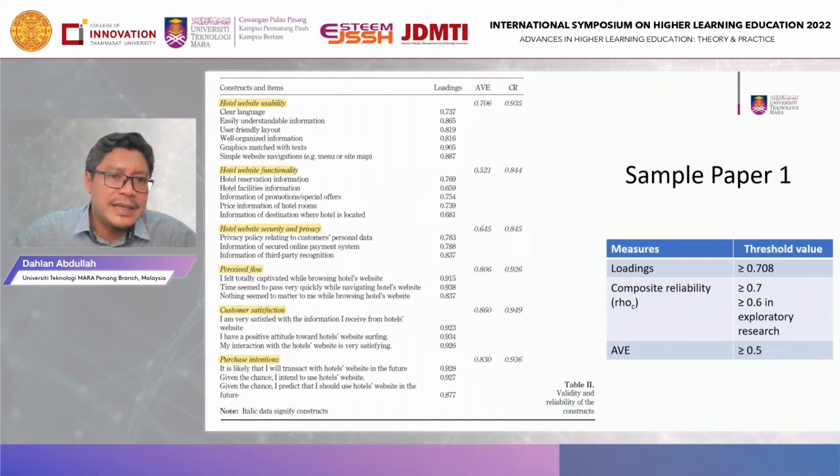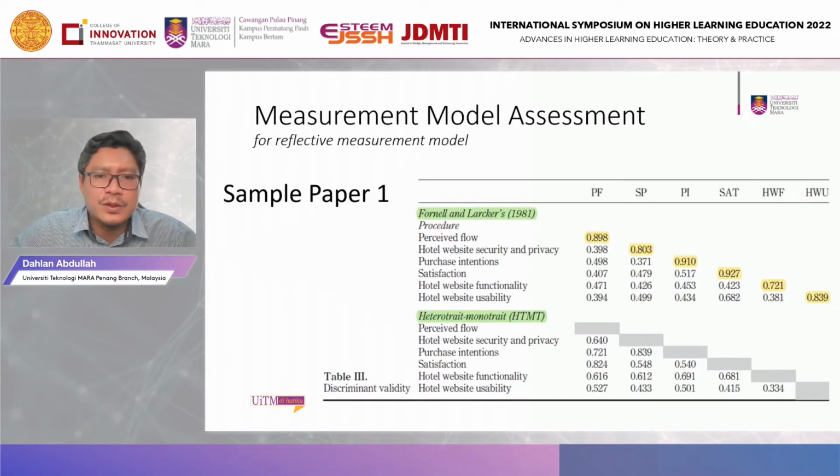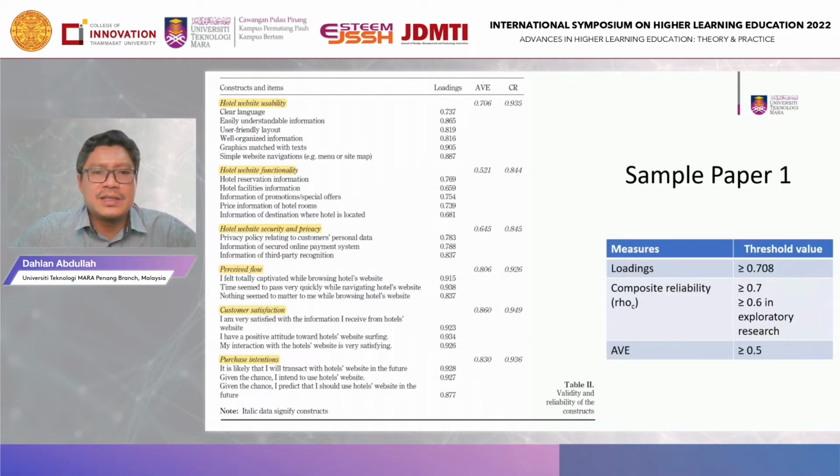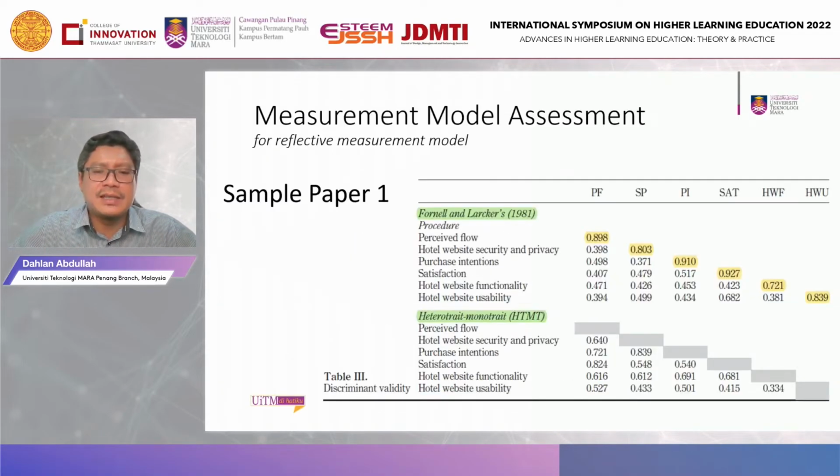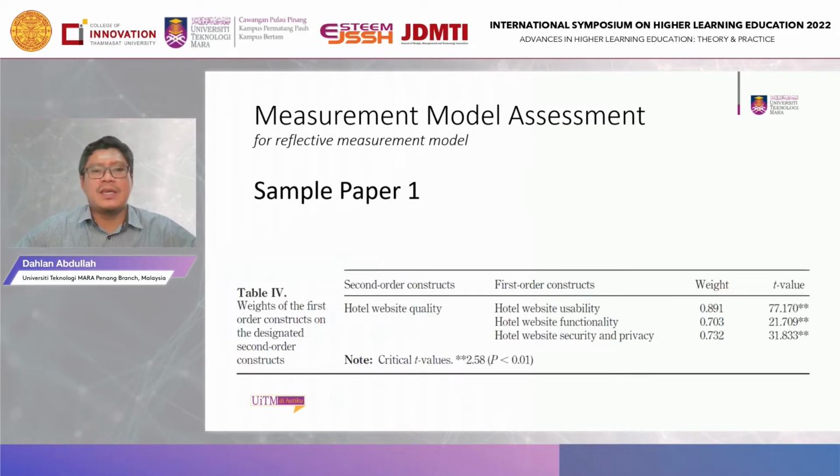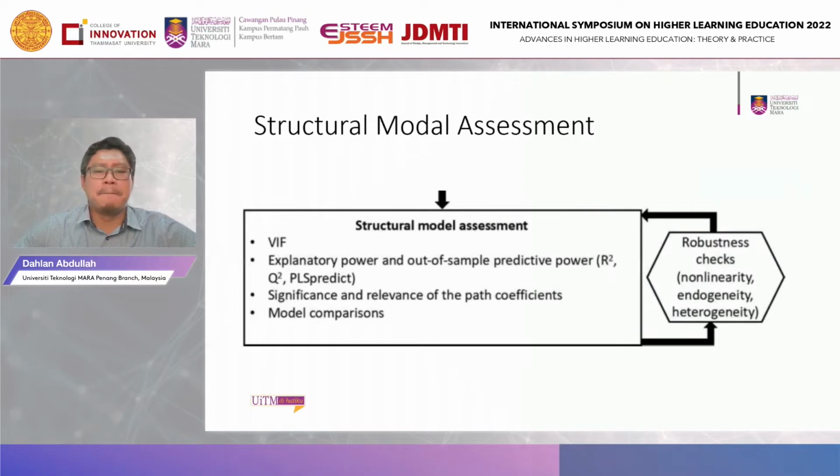The square root of AVE here for security and privacy is 0.645. The square root you will be getting is 0.803. And for all other constructs, the correlation metric should be lower than this. If all correlations here are lower than the diagonal value, it means discriminant validity has been established. Once convergent validity using AVE and discriminant validity have been established, the next step is to go for structural model assessment.